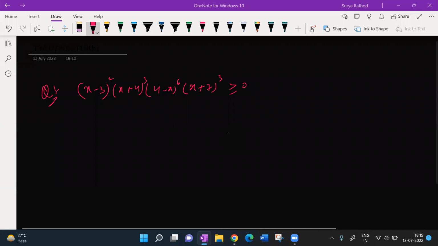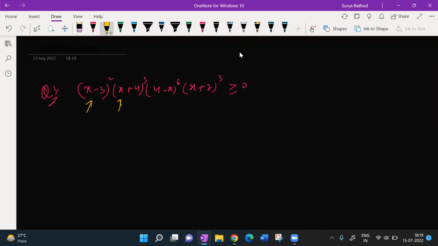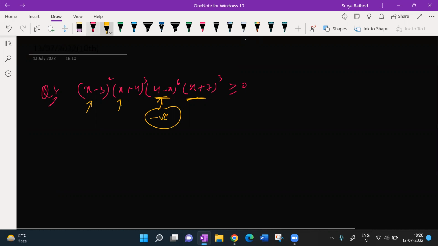Look at the board, everyone. Actually, it's a very, very good question. See, in this type of question, first you have to check whether the coefficient of x is positive or not. Here, the coefficient of x is not positive. I told you that if the coefficient of x is not positive, you have to make it positive.